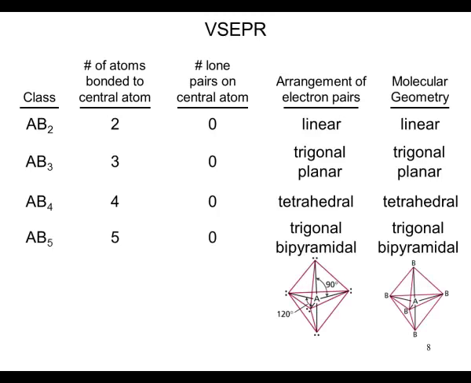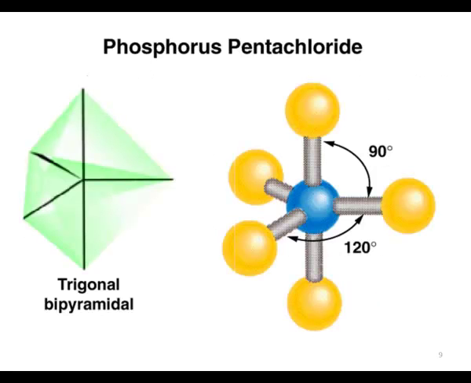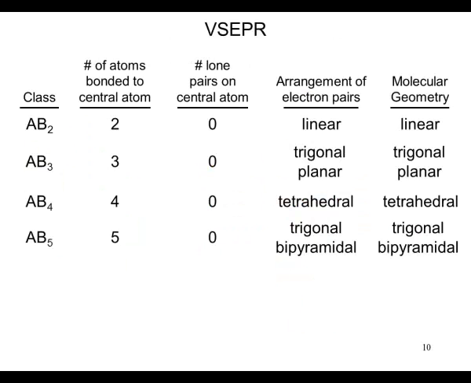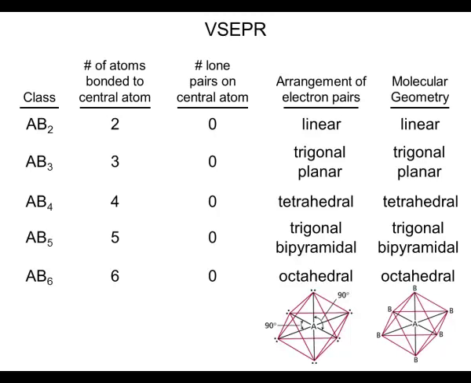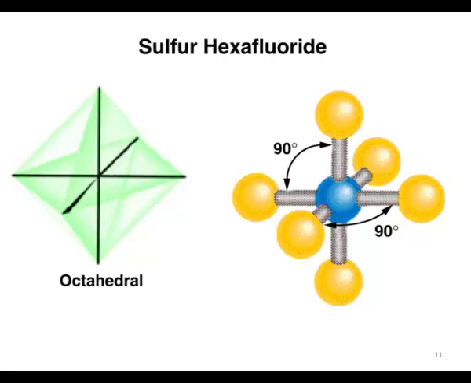Five atoms bonded to the central atom. Again, no lone pairs. The electron arrangement is trigonal bipyramidal and the molecular geometry is trigonal bipyramidal. The bond angles are 90 degrees axial and 120 degrees equatorial. Phosphorus pentachloride is an example. With six atoms bonded to the central atom, no lone pairs, the electron arrangement is octahedral and the molecular geometry is octahedral. Sulfur hexafluoride is an example and the bond angle is 90 degrees.